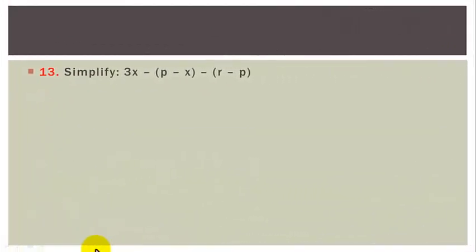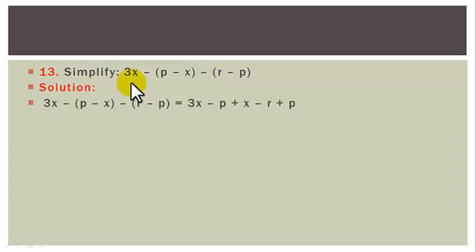Question 13. Simplify 3x minus (p minus x) minus (r minus p). Solution. 3x minus p minus x minus r minus p is equal to 3x. When this bracket is open, you have minus p.